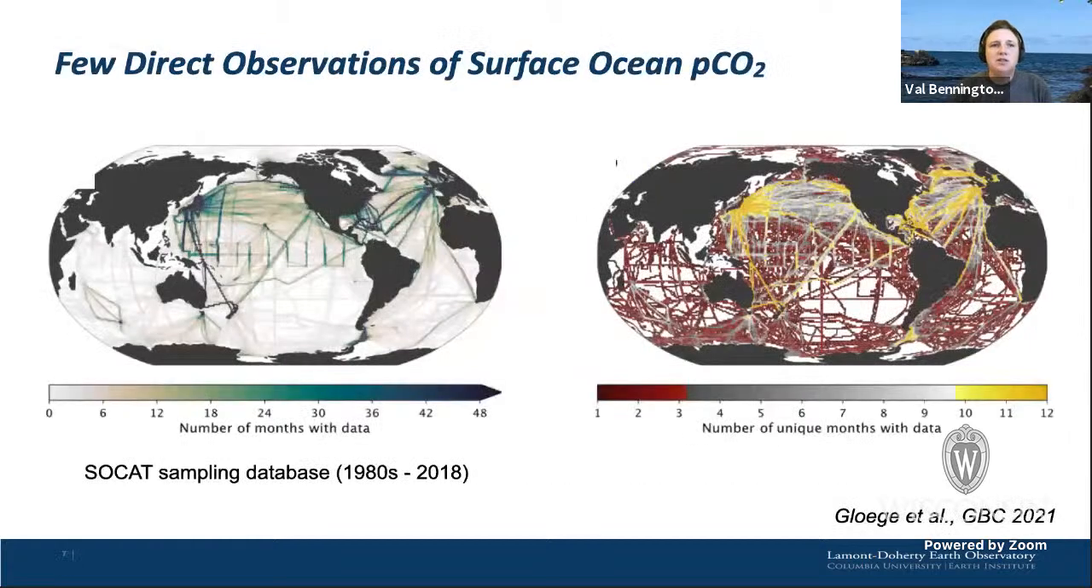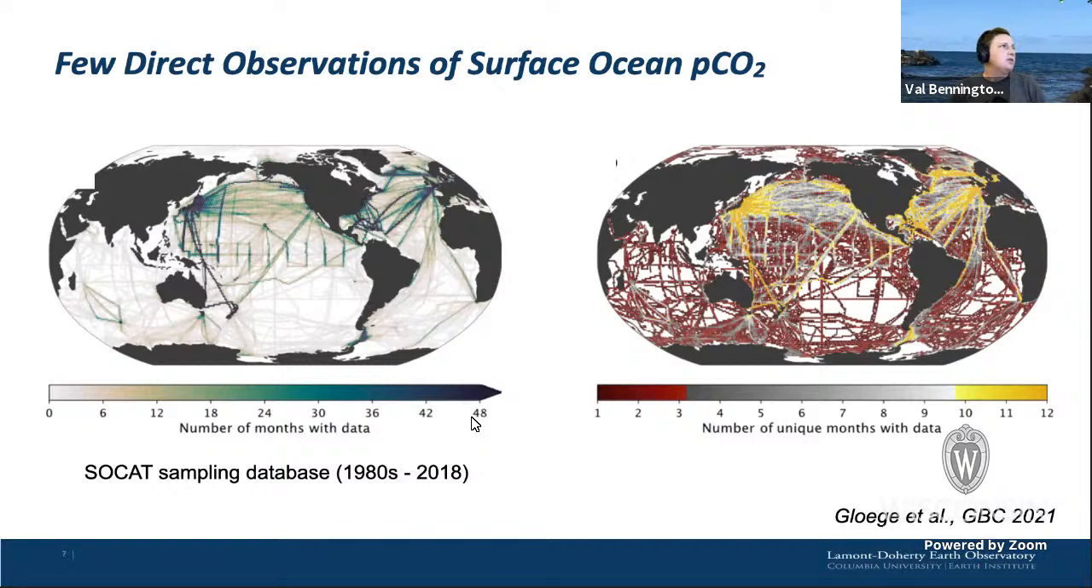So what's used in these data products? How are we going from the observations we do have to actual global coverage, or a global estimate of this ocean carbon sink? So we're observing pCO2 in the surface ocean. And on the left-hand side, you can see the number of months of data over the past approximately 40 years that we have an observation at a given location.